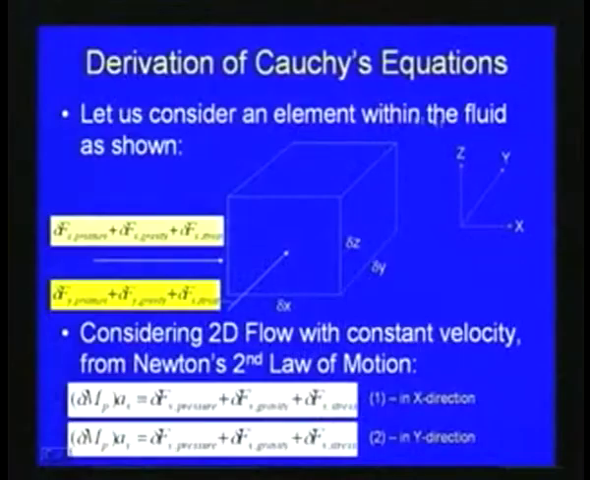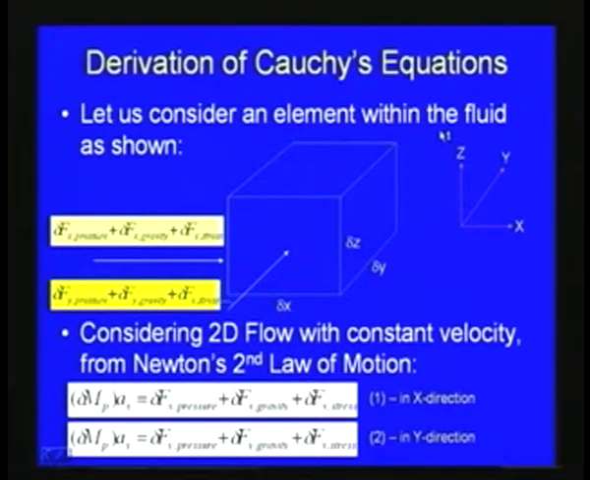The fluid flow problems which we generally consider are 3-dimensional in nature, but to derive the equations we are using 2-dimensional flow, so that it will be much easier to understand. The steps involved for 3-dimensional flow equations are also the same, but here we explain as far as 2-dimensional flow is concerned, and then we will discuss the 3-dimensional equations, but the derivation is for 2-dimensional flow. So, now here we derive the Cauchy's equation.